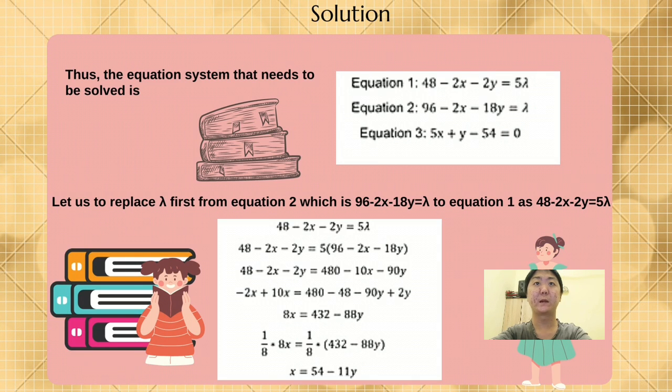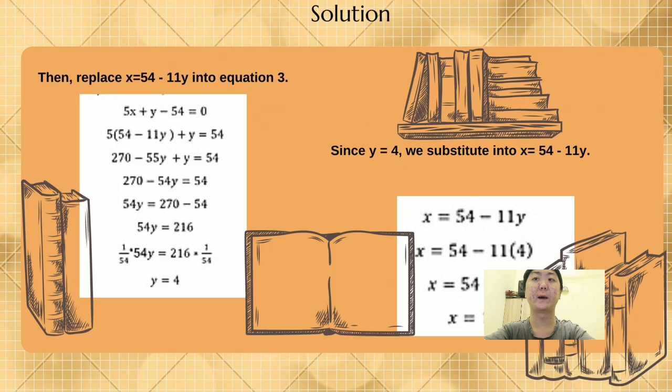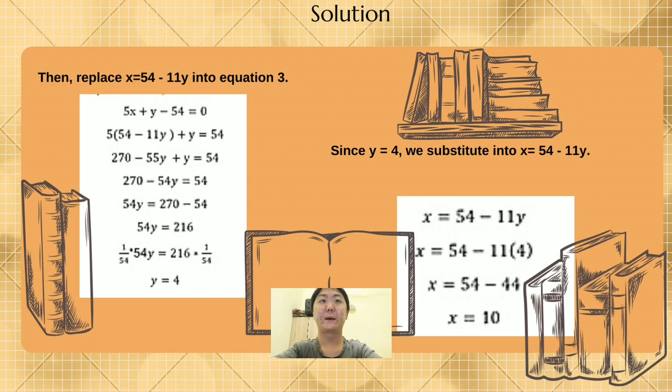Now let us replace lambda from equation 2, which is 96 minus 2x minus 18y equal to lambda, into equation 1. After that, we expand the equation and simplify it, and we get x equal to 54 minus 11y. Then we replace x equal to 54 minus 11y into equation 3 and expand the equation. We get y equal to 4. We substitute y equal to 4 into the equation x equal to 54 minus 11y, then we get x is equal to 10.